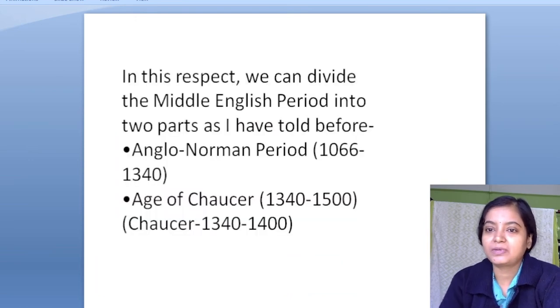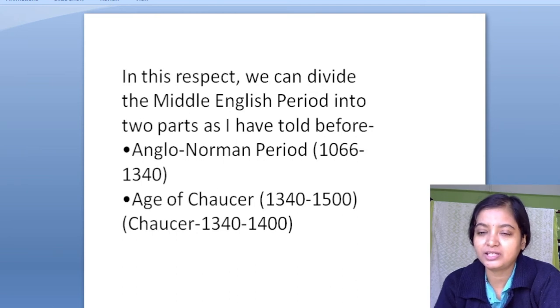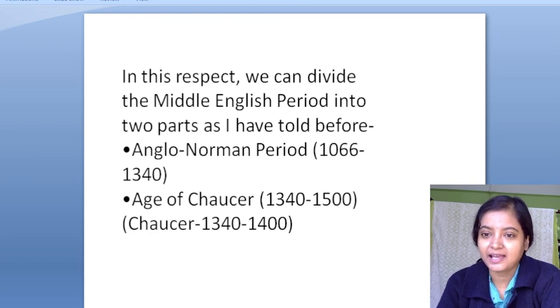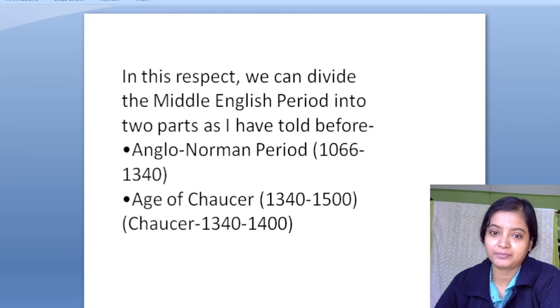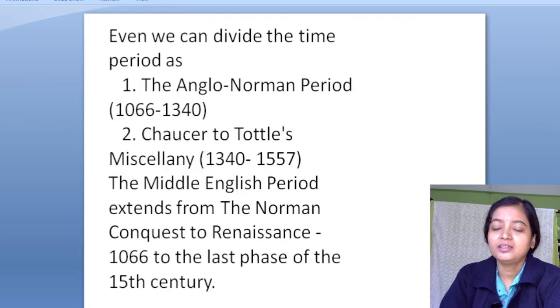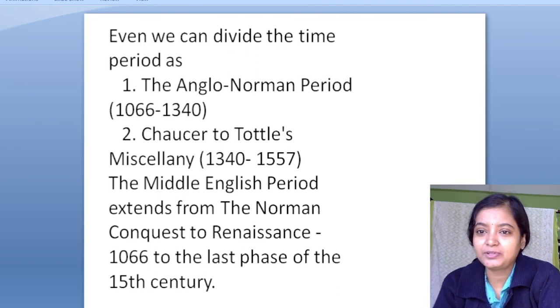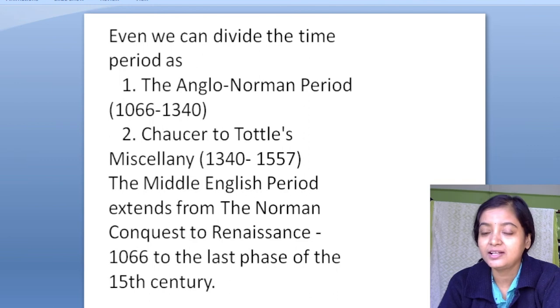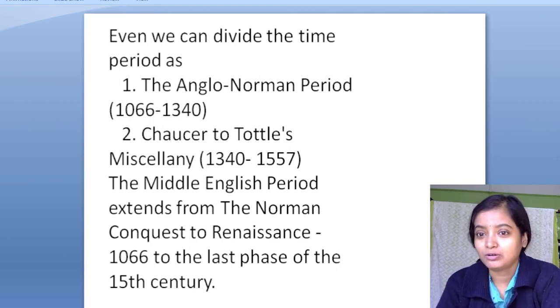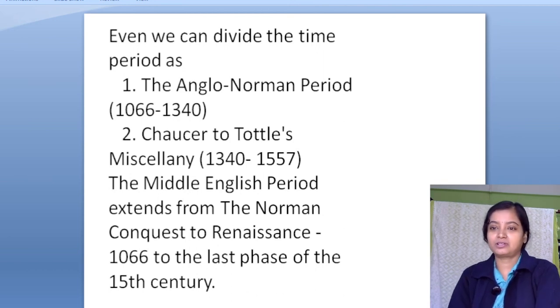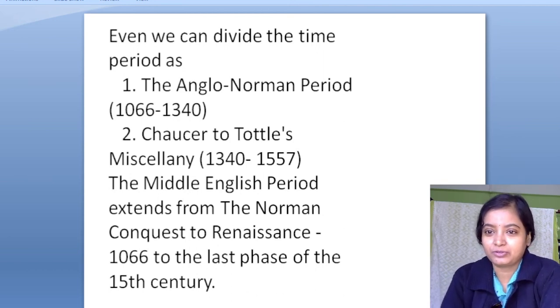Now, in this respect, we can divide the Middle English period into two parts. As I have told you before, the Anglo-Norman period from 1066 and the Age of Chaucer from 1340 to 1500. Even we can divide the time period as the Anglo-Norman period and from Chaucer to Tottel's Miscellany. Then we have to go through to 1557, when Tottel's Miscellany was published. We enter into the Elizabethan period.